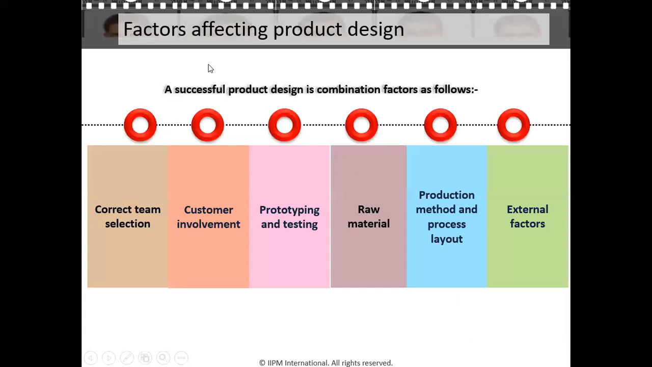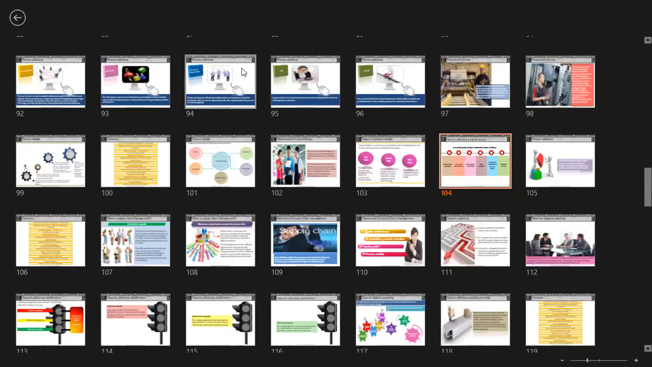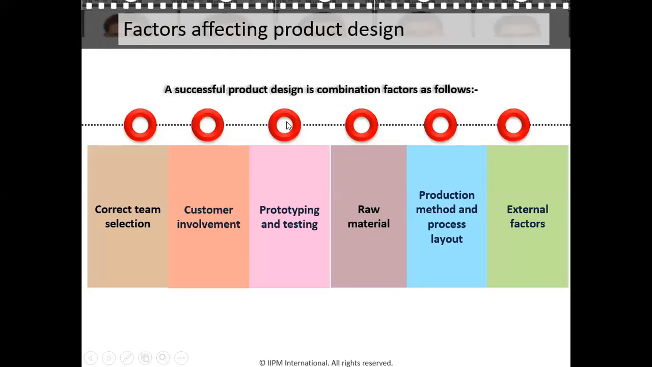Factors affecting product design. A successful product design is a combination of factors as follows: correct team selection, customer involvement, prototyping and testing, raw material, production method and process layout, external factors. Now, every other thing here said is critical, but I want you to put a little attention on this number 2, customer involvement.